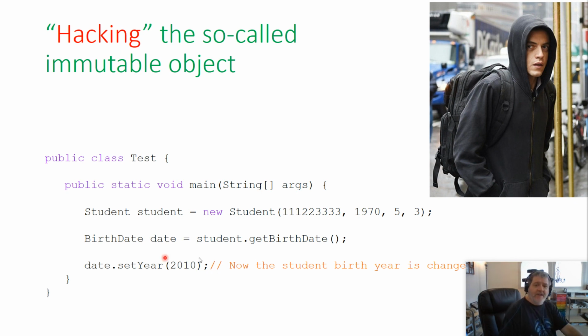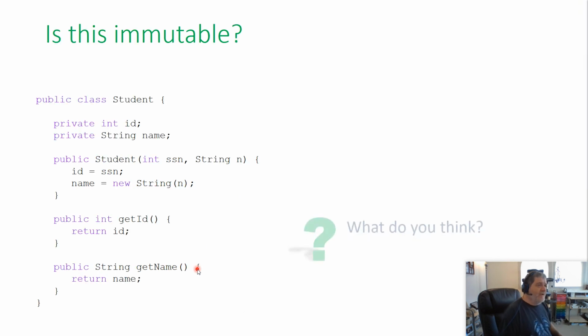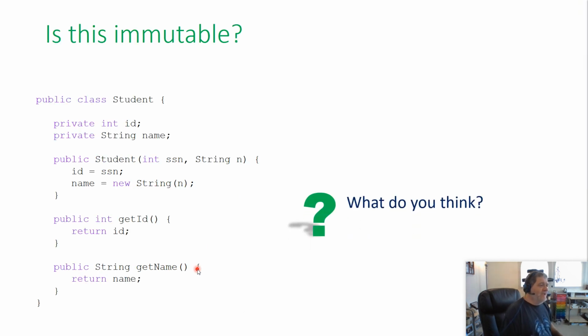Okay, so this is okay to get the birth date, but no, it's not really okay because now I can use that reference to call a setter. So this whole thing here, those two classes together, they are not actually immutable. All right. And then I'm going to put another example here.